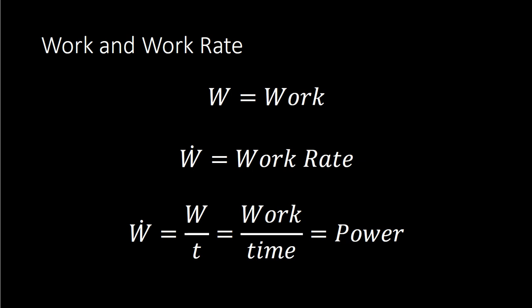Now, some other things that we can hear about, there's work and there's work rate. Work rate, you might see this symbol in your textbook: W with a dot above it, that means work rate. Work rate is just work divided by time. In other words, that's just power.